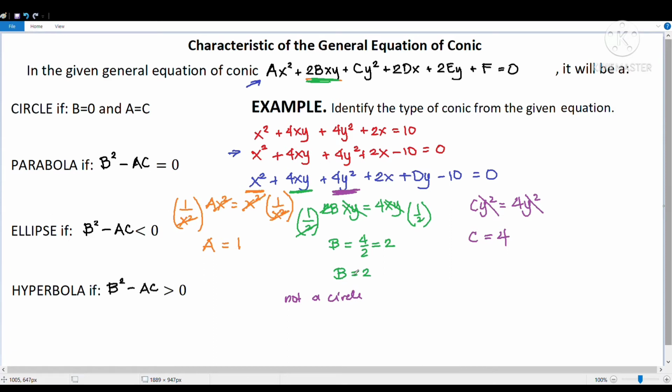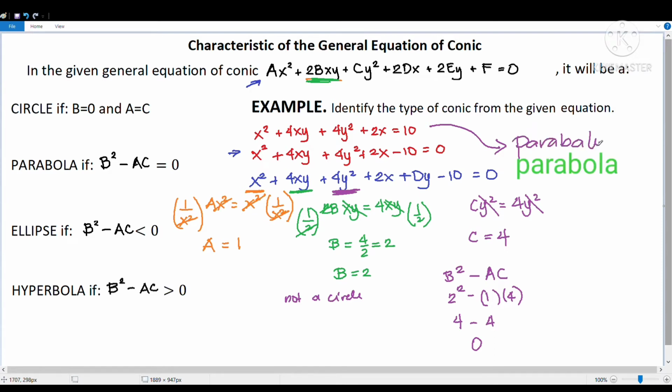Next, what is the value of b squared minus ac? So we have to solve for b squared minus ac. Okay, so our b here is 2 squared minus a, which is 1, times c, which is 4. And then we have 4 minus 4. 4 minus 4 is 0. And if b squared minus ac is equal to 0, then it is a parabola. Therefore, this given equation is a parabola.